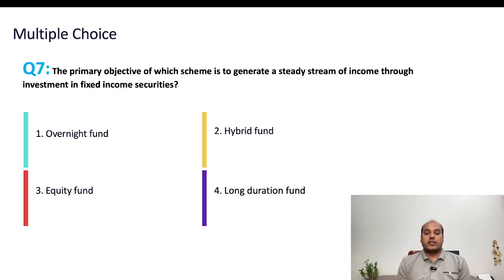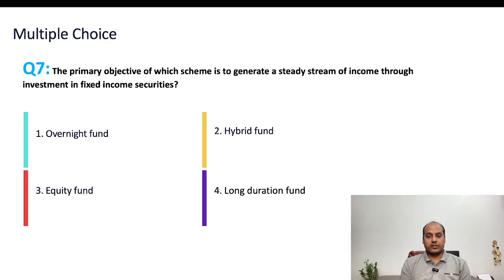The primary objective of its scheme is to generate a steady stream of income through investment in fixed income security. Is it overnight fund, hybrid fund, equity fund, or long duration fund? So there are two important things here. A steady stream of income. The second is fixed income securities. So hybrid fund, option 2.